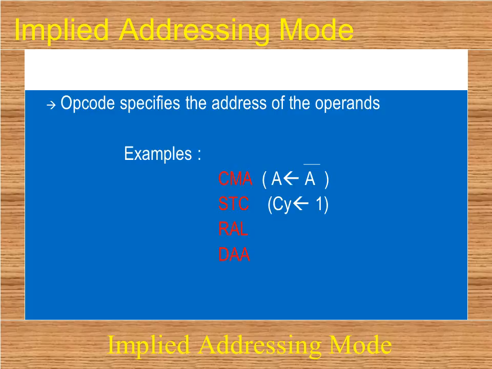STC, set carry. The carry flag is implied in the instruction, and it is set. That is, the operation to be performed is there in the instruction. The operand is also there in the instruction. That is what we call the implied addressing mode.